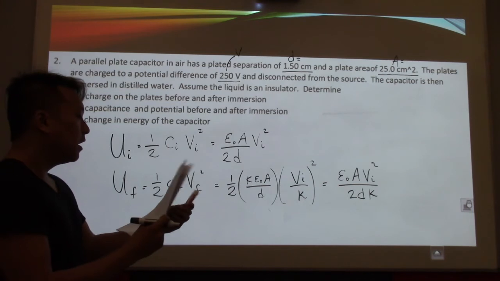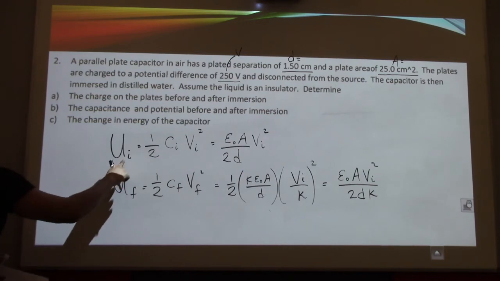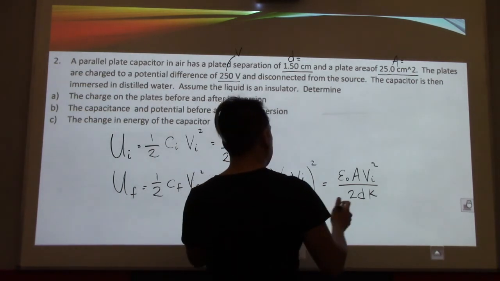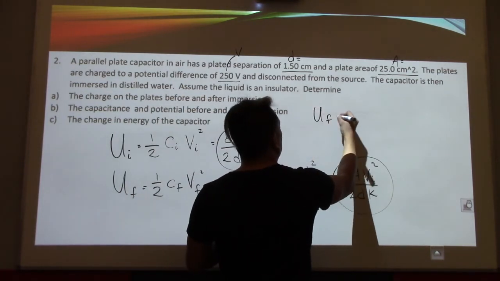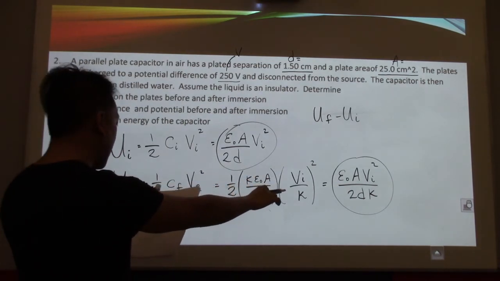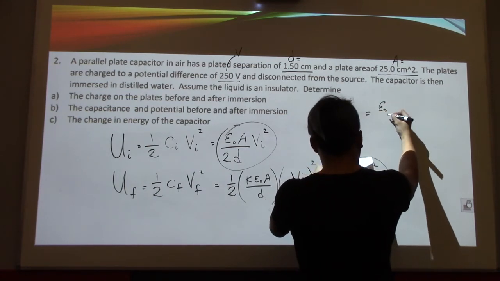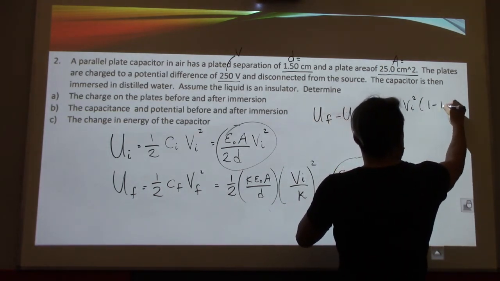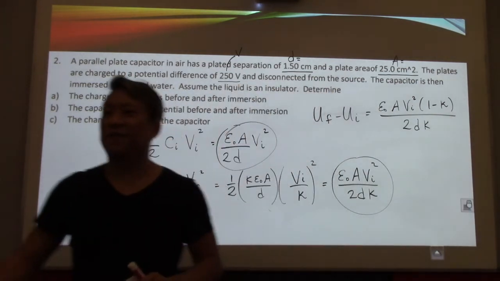And we want to find the change in energy. So I need to do U final minus U initial. So I take this piece minus this piece. We want to get the common denominator, multiply by k over k. What you end up with is epsilon A V initial squared, factoring it out, over 2dk. Wonderful, that's the answer.